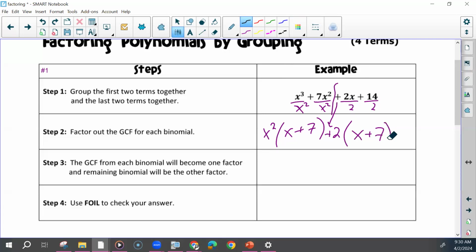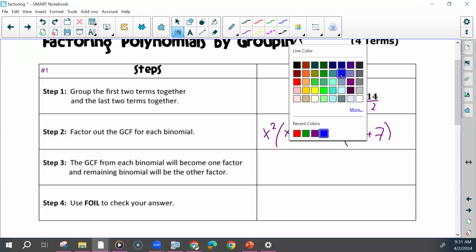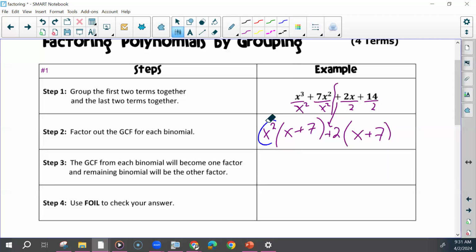Before we continue, what do you notice about those? Everything in the parentheses is the same, which is what you want. That's your goal. If everything in the inside parentheses is the same, you know you did that right. If not, something is wrong. So then you're going to take everything on the outside and put those together as a factor in a set of parentheses.